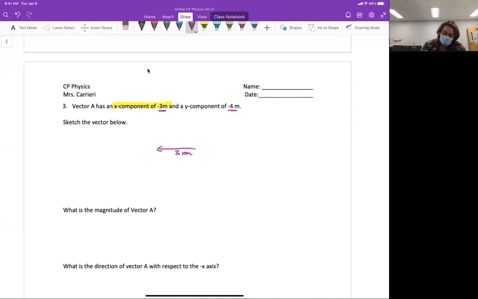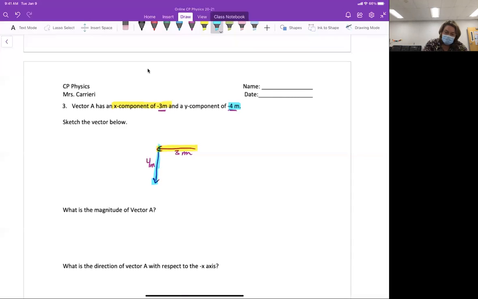The y component is 4 meters. So this is my x component. My y component is 4 meters. Now I've got to draw it tip to tail. Here I go down. How did I know that? Because it was a negative. So there's 4 meters. The length of it is 4. The negative tells me to point downward. So there's that component.